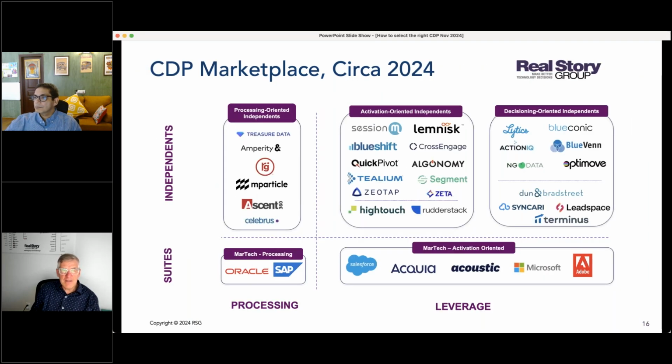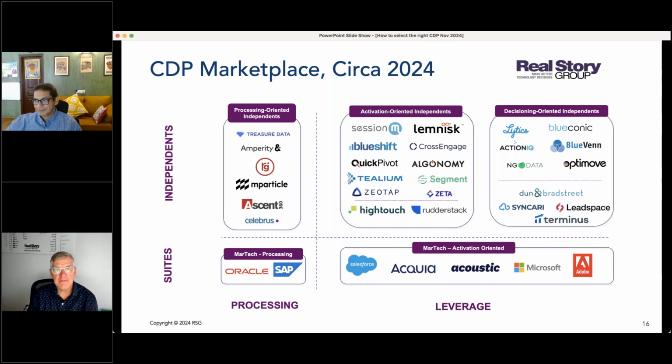So selecting a CDP, the first thing, of course, we always like to do is show you what the marketplace looks like. Six years ago, we had 1 box. 3 years ago, we had 2 boxes, then we had 3 boxes, now we have 5 boxes. So the market is evolving. That's really what we're learning here.